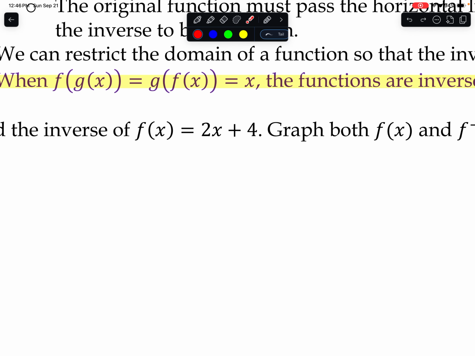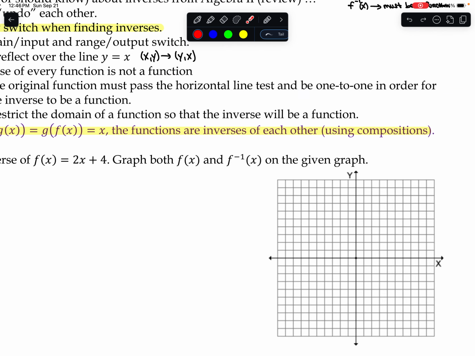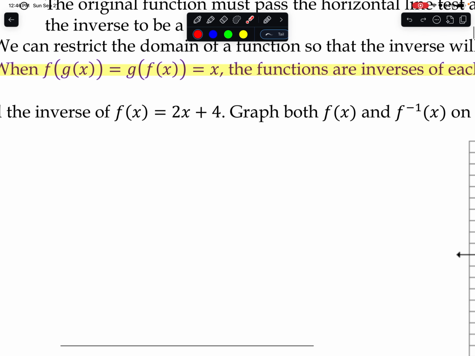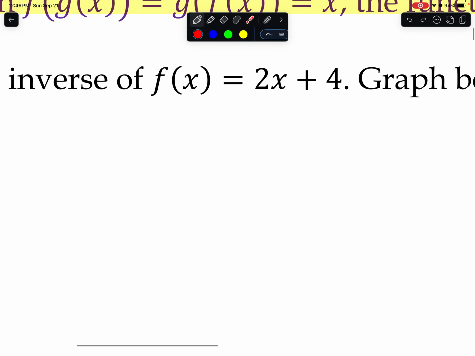And then we're going to graph both f of x and the inverse on the given graph. I'm going to do this two ways. I'm going to do it both algebraically and graphically, just to give you a lot of background as to how you could do these. So let's start doing this algebraically.